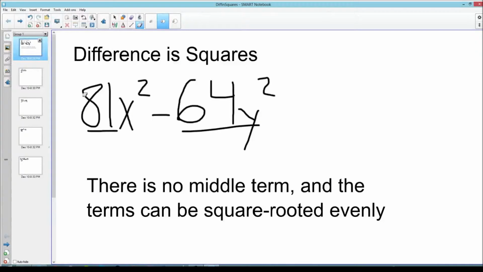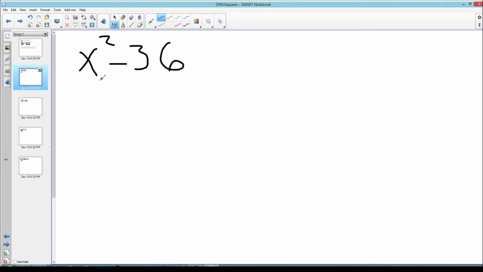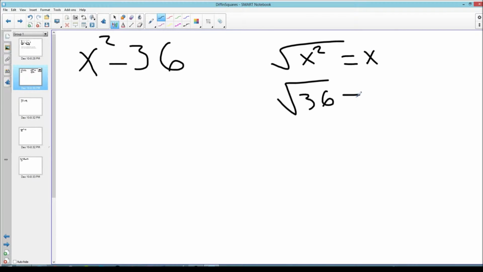Be teaching difference in squares. Difference in squares is pretty much when there's no middle term and the two terms here can be square rooted evenly. So we have x squared minus 36. First we have to try square rooting x squared and square rooting 36. If we square root x squared, we get x, and if we square root 36, we get 6.